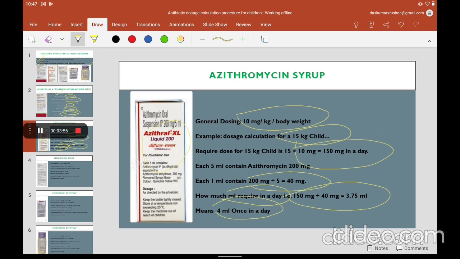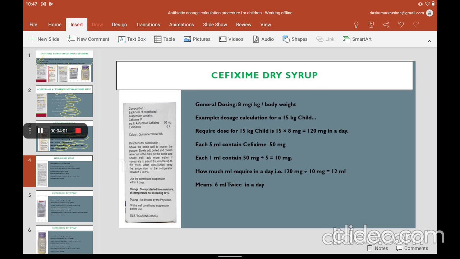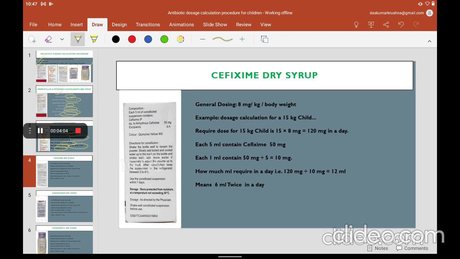Next one is cefixime dry syrup. The general dosing of cefixime dry syrup is 8 mg per kg body weight. Once again, taking an example of a 15 kg child, the required dose is 15 into 8 equal to 120 mg in a day.